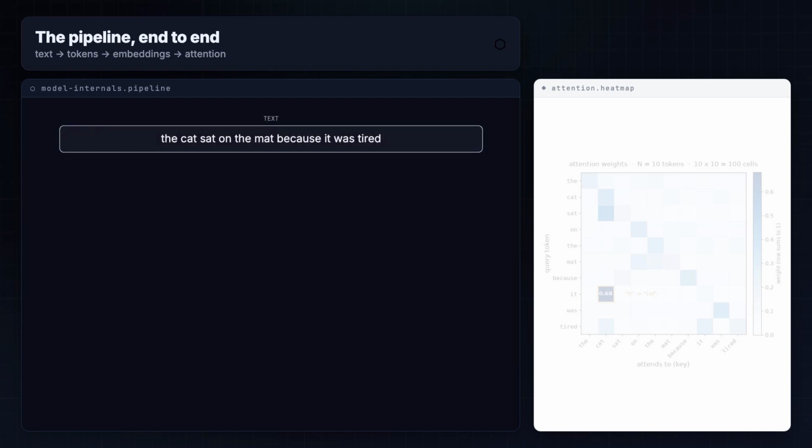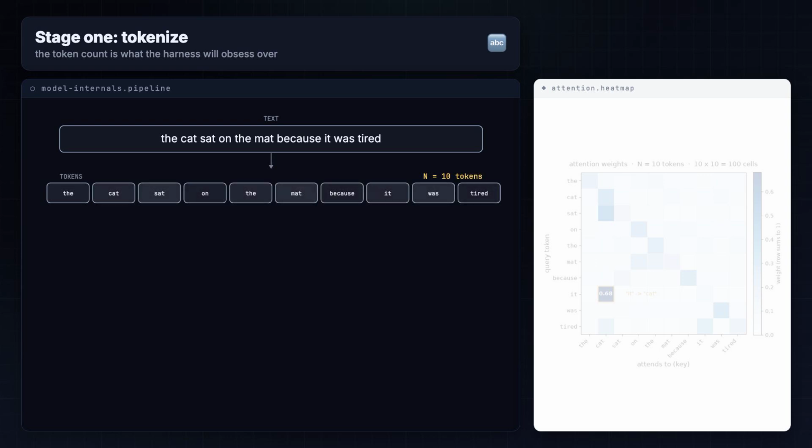Let's watch the whole pipeline run end to end on our one short sentence. Text in, tokens, then the embedding map, then the attention grid lighting up. Stage 1, tokenization. The sentence splits into colored token chips. Notice the count. That count, the number of tokens, is the thing the harness will obsess over for the rest of this course.